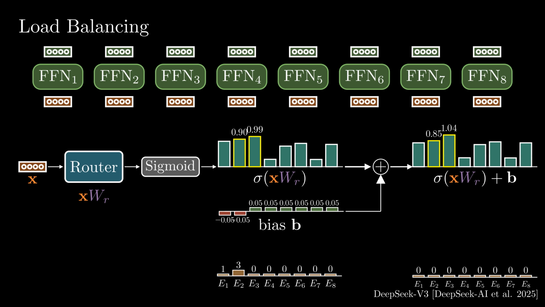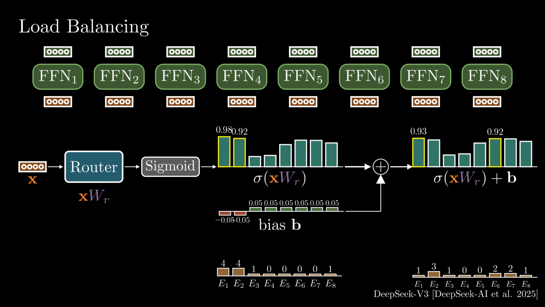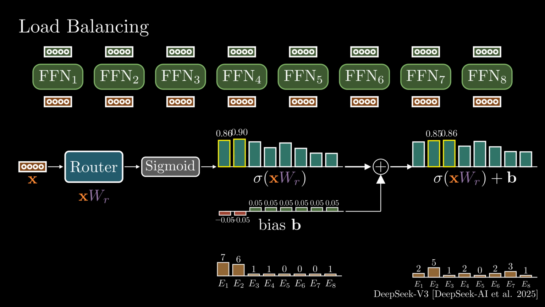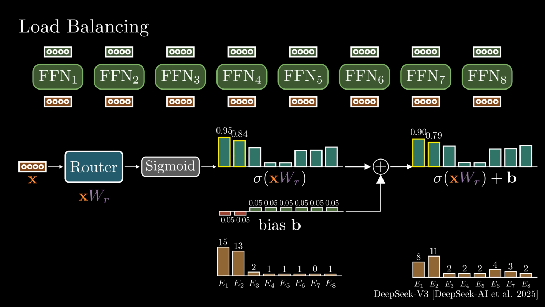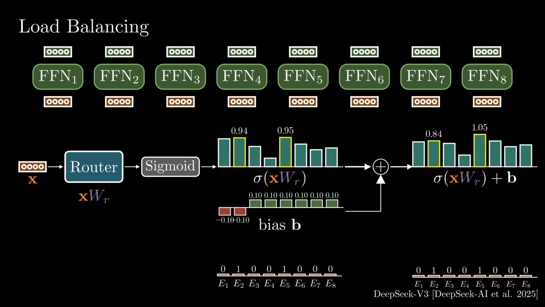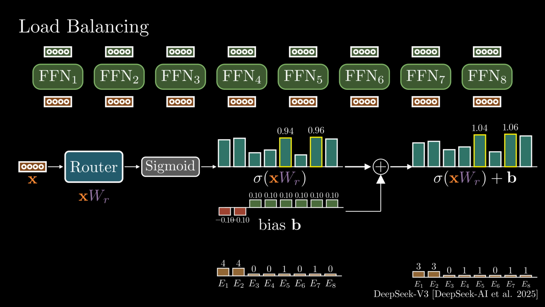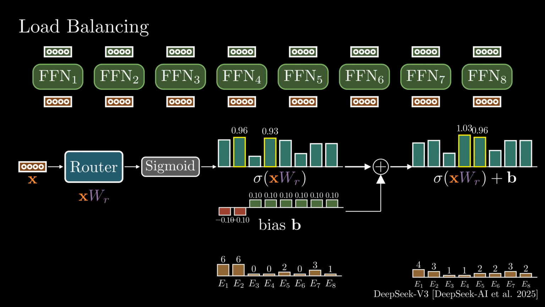Let's try another batch of tokens. This simple bias adjustment increases the likelihood of tokens being routed to a broader range of experts. However, the first two experts still dominate the routing assignments. Let's update the bias term for each expert. By dynamically adjusting the bias for overloaded or underloaded experts, we keep balanced expert load while achieving better performance.